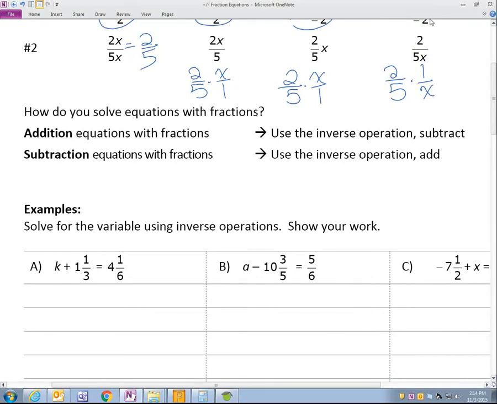Now, how do you solve equations with fractions? It's the same way that we solved equations with integers, the same way that we solved with decimals. Okay?